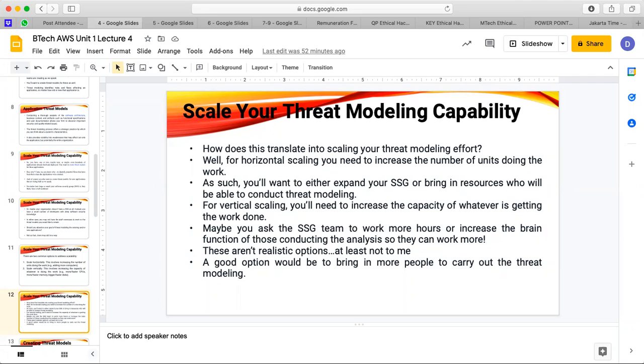So for vertical scaling, you will need to increase the capacity of whatever is getting the work done. Maybe you will ask your SSG team to work more hours or increase the brain functions of those conducting the analysis so they can work more. But in practice, it is not possible. These are not realistic options, at least not to us. A good option would be to bring in more people to carry out the threat model.